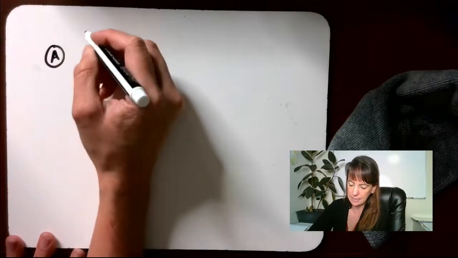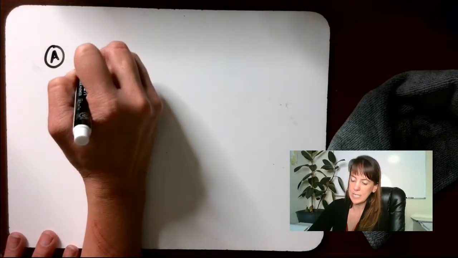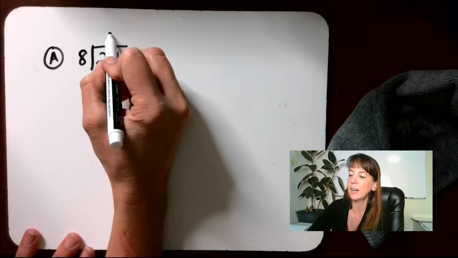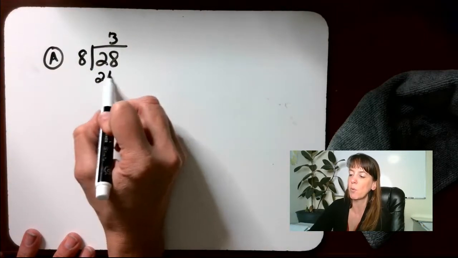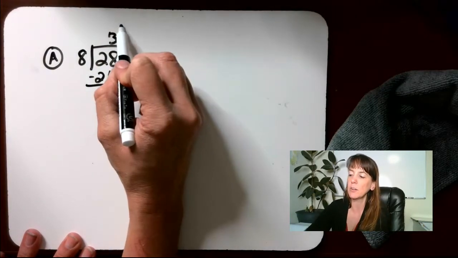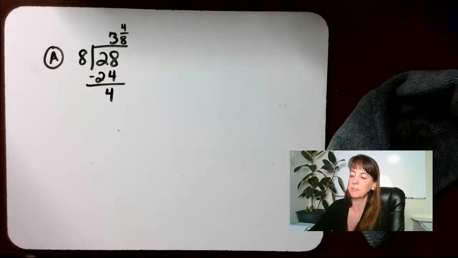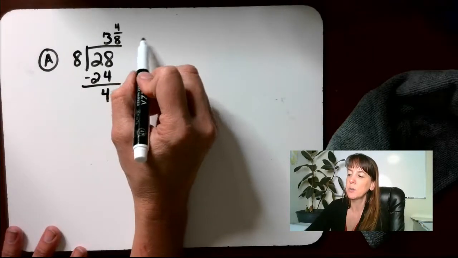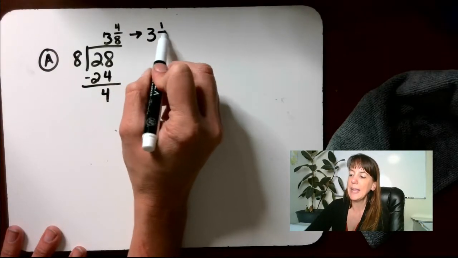Let's try those practice problems on page 125. A 28-inch long ribbon was cut into 8 equal lengths. How long was each piece of ribbon? So for A, we have 28 divided by 8, right? 8 goes in 3 times. 3 times 8 is 24. Minus that gives us a remainder of 4 over 8. But 4/8 can be reduced down to 1/2.